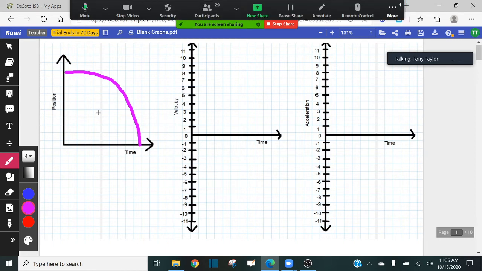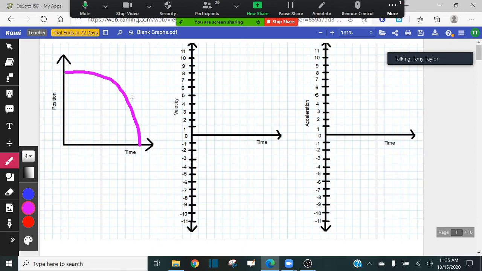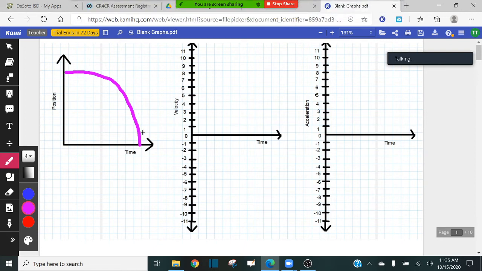Here's how you know that, guys. Look at this curve. Is that curve going uphill or downhill? Downhill. Remember, on a position time graph, if the curve appears to be going downhill, that means the velocity is negative. If the curve is going uphill, that means the velocity is positive, meaning it's moving in the positive direction. So in this case, our object is moving to the left, in the negative direction, because the curve appears to be going downhill.